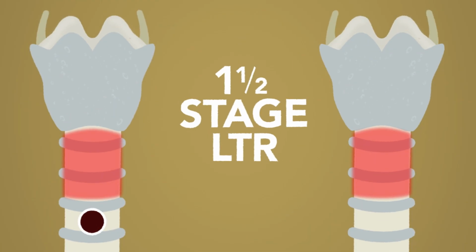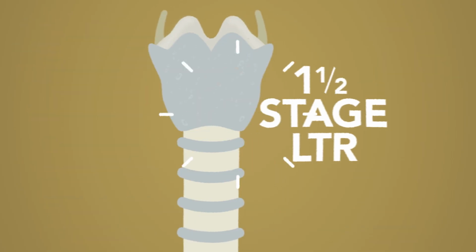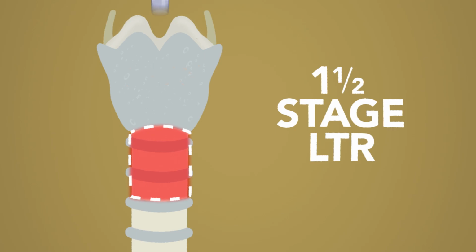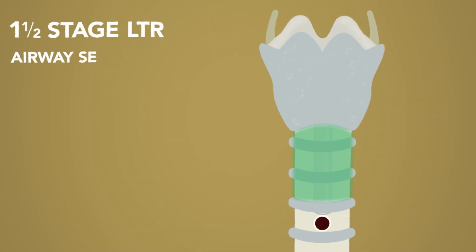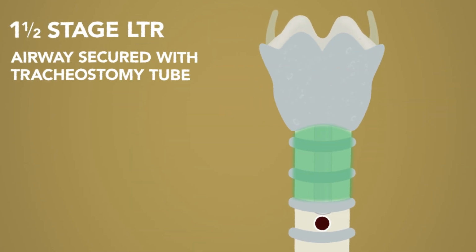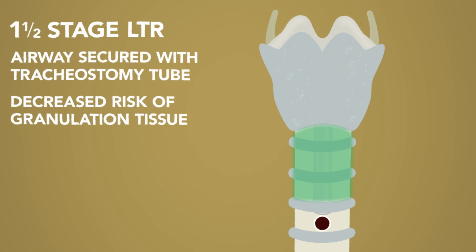Most recently, a 1.5-stage LTR has been developed. The 1.5-stage LTR is a hybrid of the single and double-stage procedures. Here, both a breathing tube and a very small tracheostomy tube are left in place at the completion of the procedure. The advantage of a 1.5-stage LTR is the presence of a secure airway with a tracheostomy, as well as a decreased risk of granulation tissue.